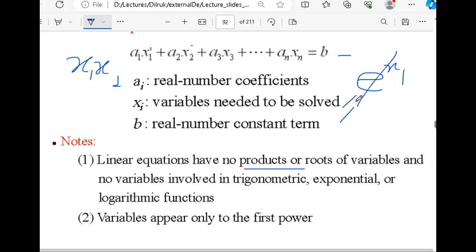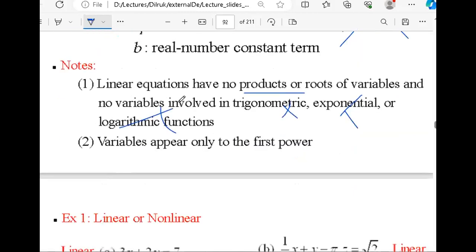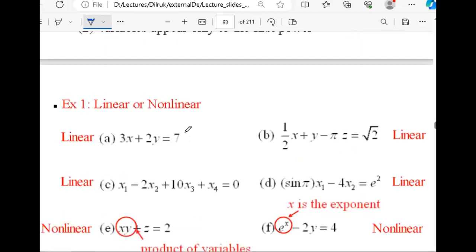So this is not linear: exponential and trigonometric functions are not linear. These are non-linear functions, non-linear terms. Here we don't have those functions, just only x's. This is a linear equation, with constant terms and exponents as well.